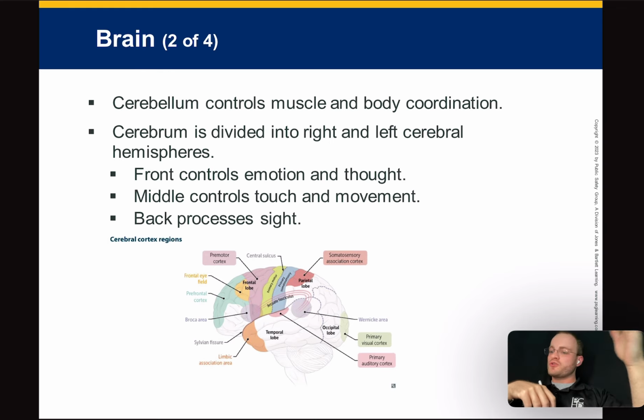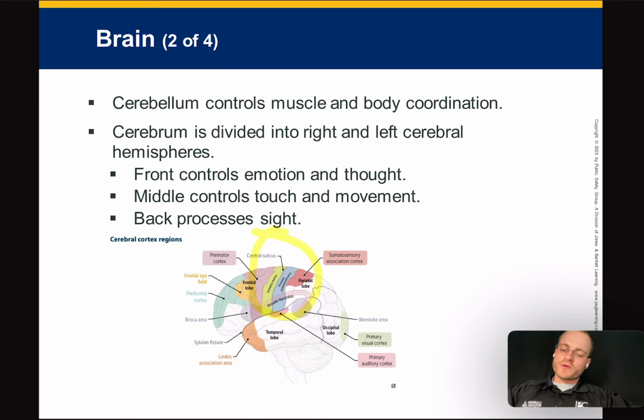And so that used to be rudimentary psychiatry, neurosurgery. So again, if you struggle to think which one's thought and emotion, it's the one we did a lobectomy on in mentally ill patients, and it's the frontal lobe. The middle controls touch and movement.